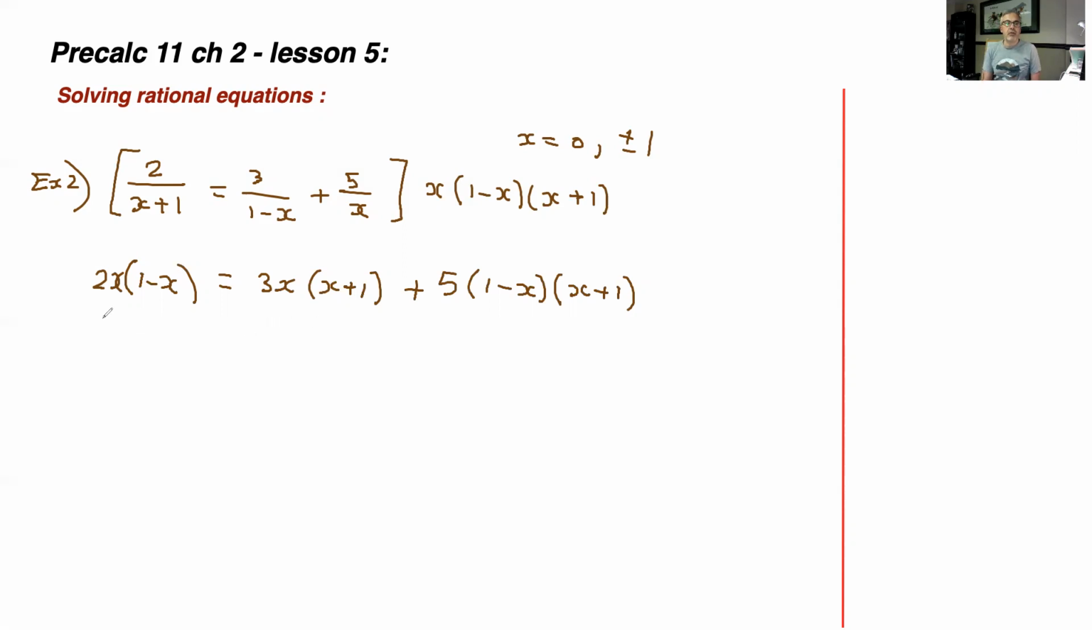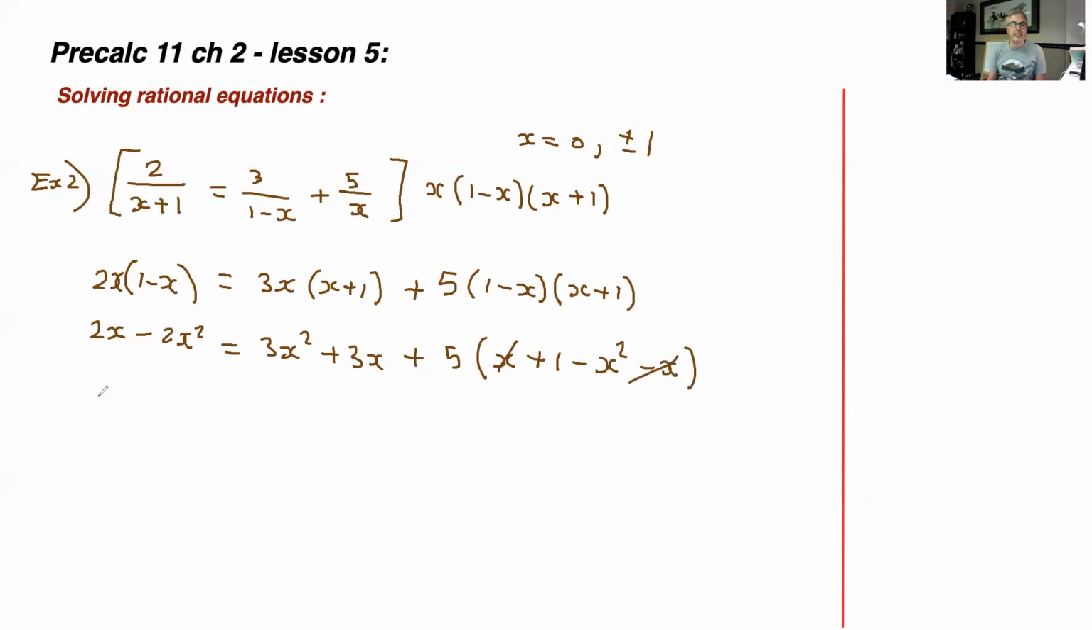So here we're just going to go ahead and simplify further. So now we're going to get 2x minus 2x squared equals 3x squared plus 3x plus 5, and I'm going to open brackets. I'm going to start foiling this. I'm going to get x plus 1 minus x squared minus x. It's negative x, and this x is going to cancel.